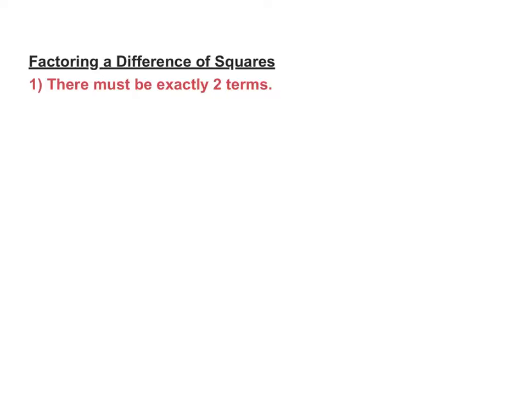And then the word difference tells us that it's going to be what type of problem? Subtraction. Subtraction, correct. Okay, so it's got to be subtraction. There's no such thing as a sum of squares in terms of factoring. It's only a difference of squares. Alright, and then what do we know about those 2 terms?